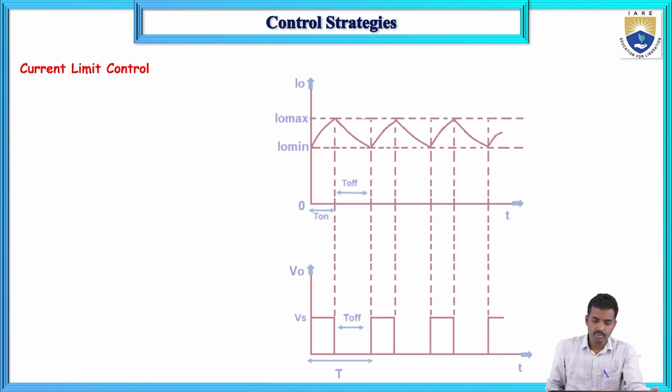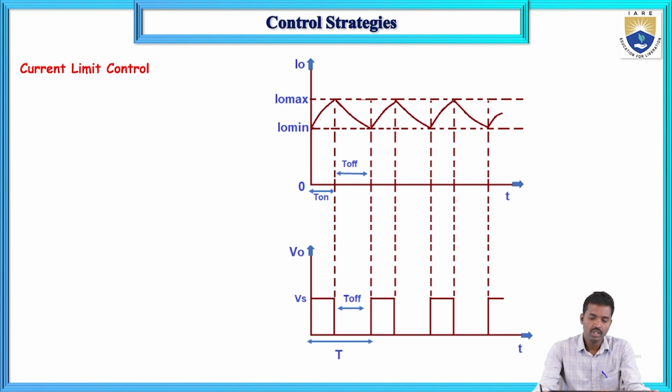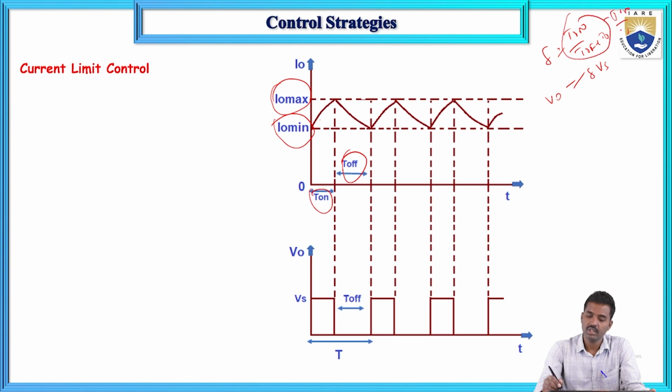So this is the diagram. Here the output voltage has this limitation: I naught maximum and I naught minimum. This is the ripple in the output voltage. T on and T off. Delta means T on by T off plus T on. That means V naught equals delta into Vs, and delta means T on by T.